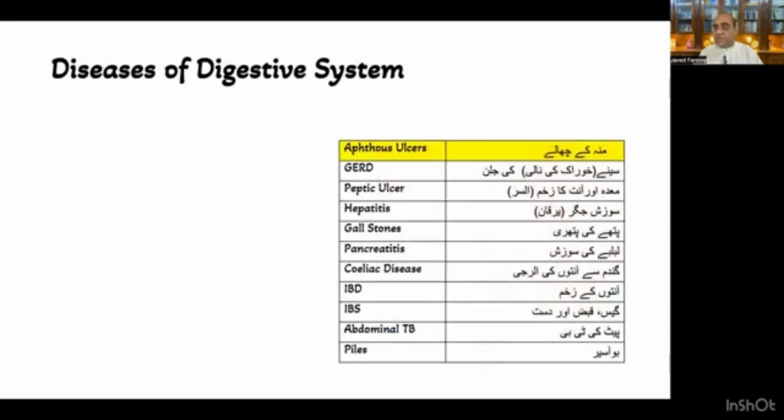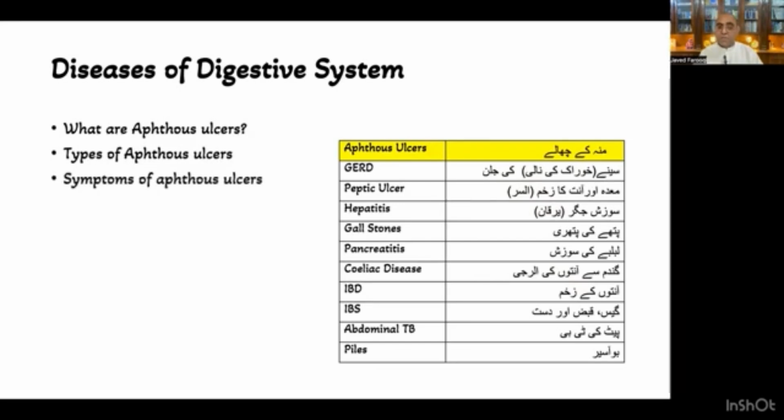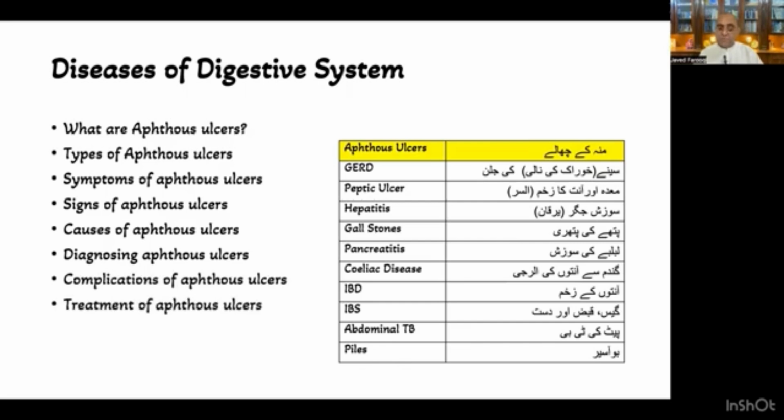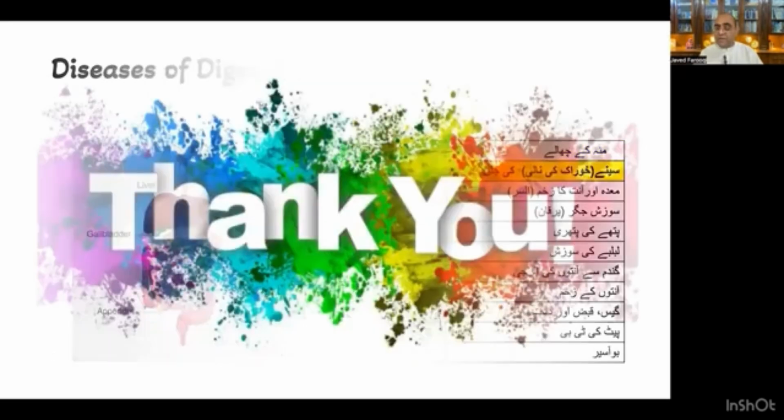So, dear colleagues, today we discussed what Aphthous ulcers are, what the three types of Aphthous ulcers are, what the symptoms and signs are, and what the causes are that result in Aphthous ulcers, how we diagnose these, what the complications are, and then how we treat them, mostly the symptomatic treatment, and how we prevent them, and what the prognosis of Aphthous ulcers is. So with this, I end this presentation, and I thank you all.